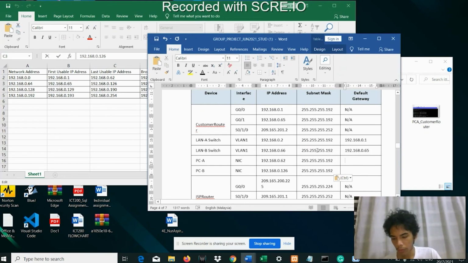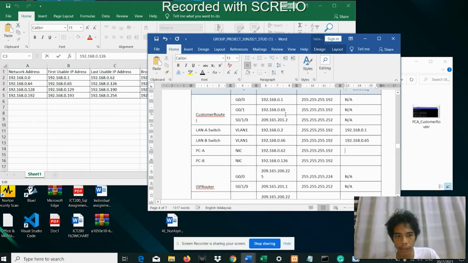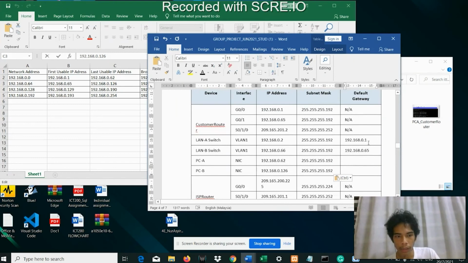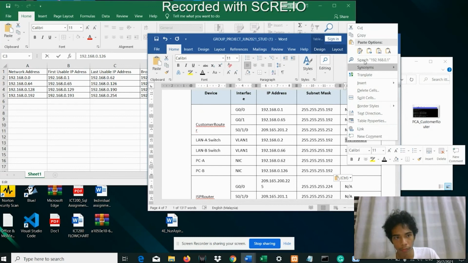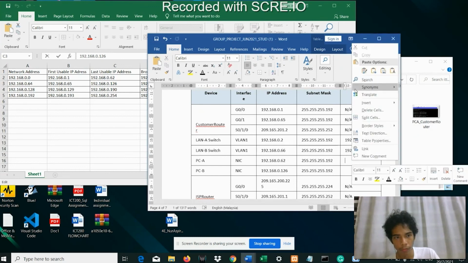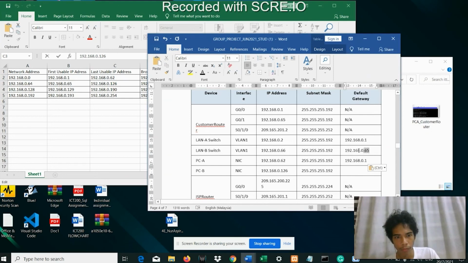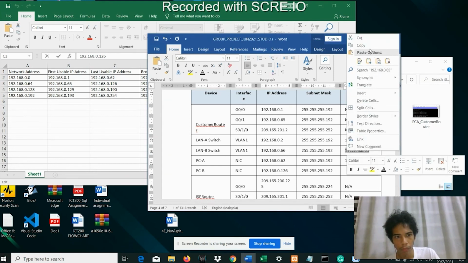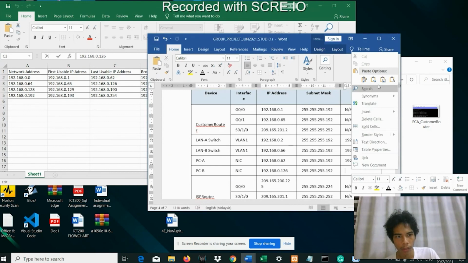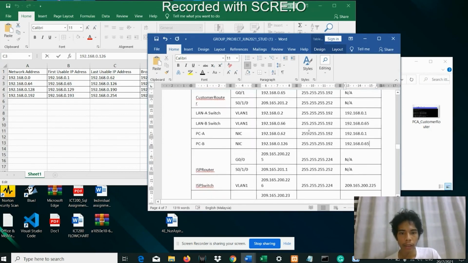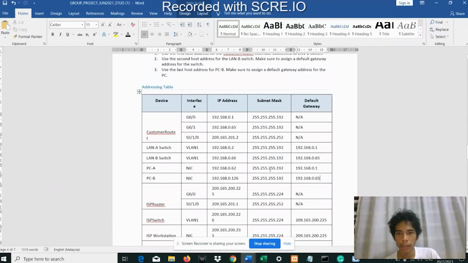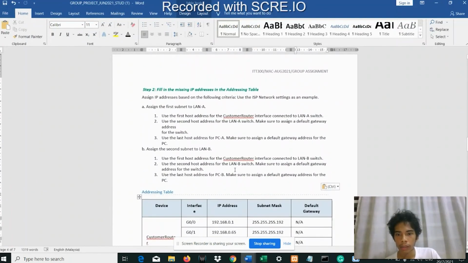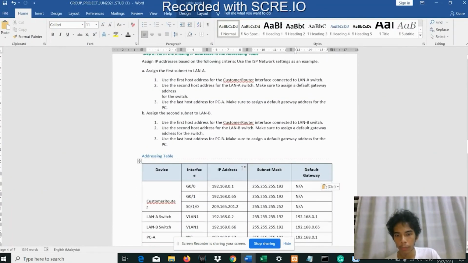Now to the default gateway. We take a look at the same IP address, and we just copy and paste it like this as well. Now, this is the step for the addressing table in step 2. All complete.